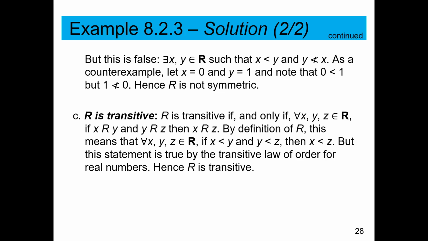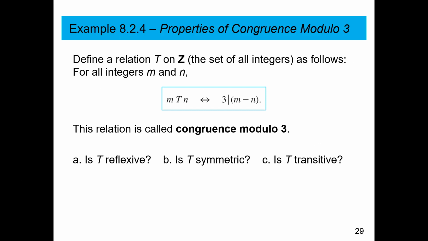Let's do another one, and I want you to just pause and think about this one. This is the relationship that we started off with, except we did it on a small set. We're going to let M be related to N if 3 divides M minus N. Is this reflexive? Is this symmetric? And is this transitive? I want you to pause the video and answer all three of those questions for yourself.